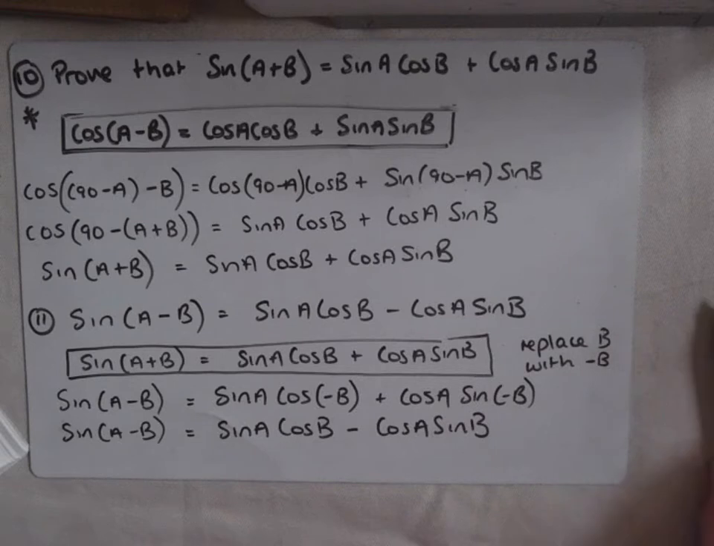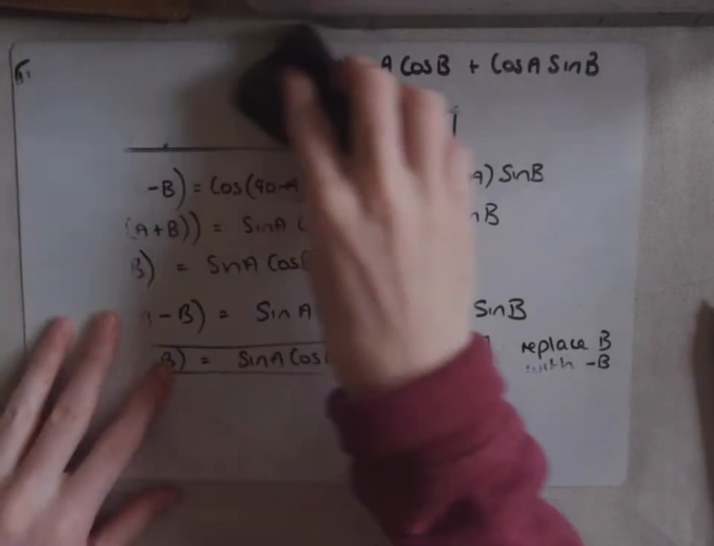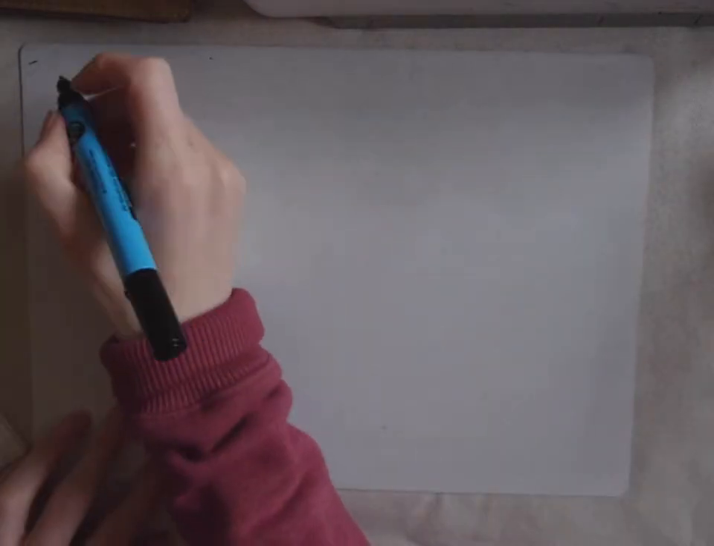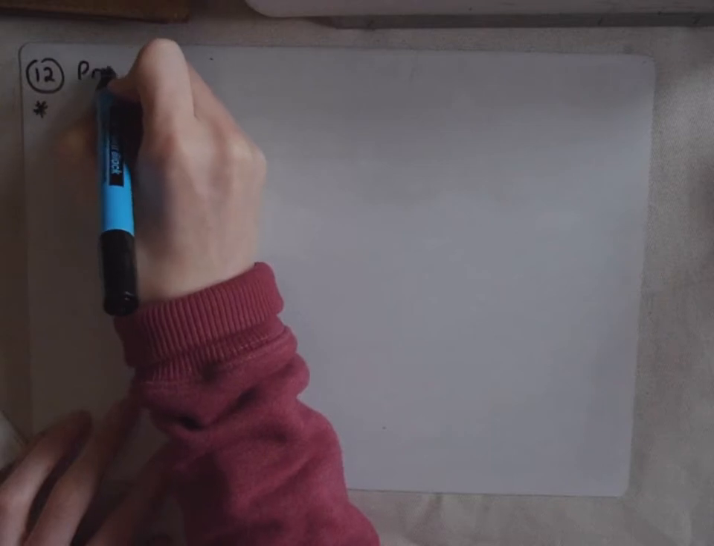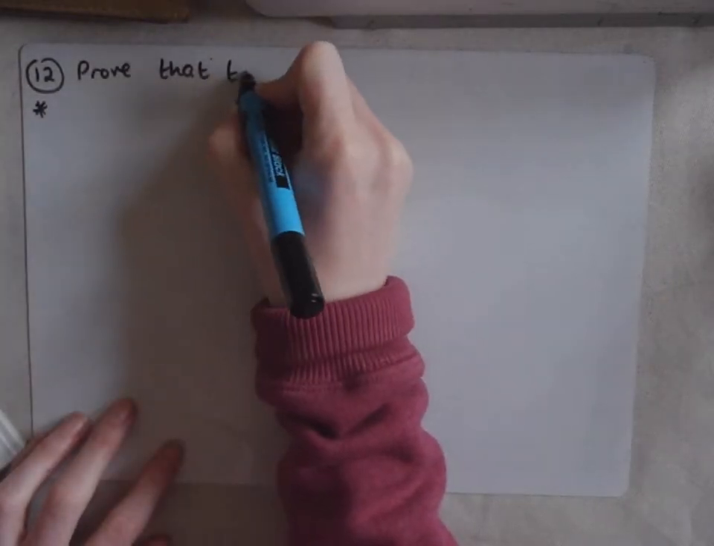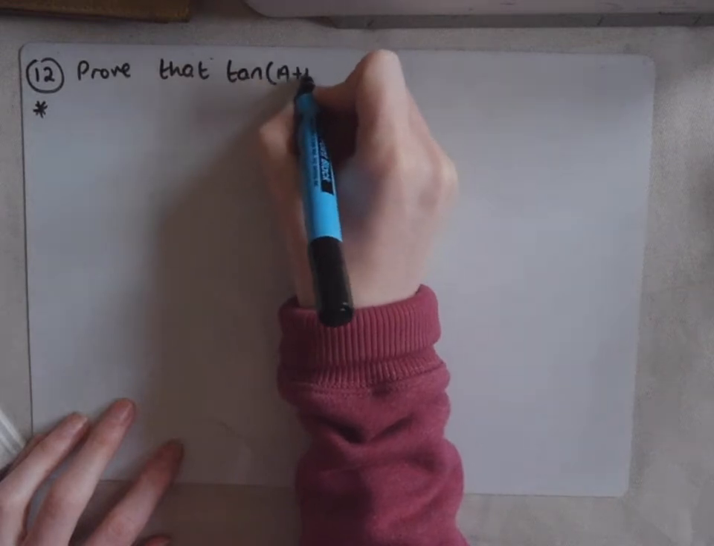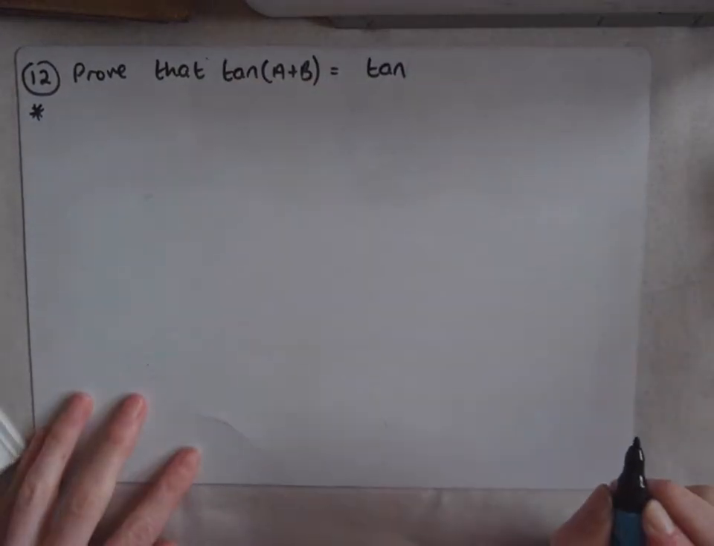Okay? So, number 12, we now have to work with tan. Can I get rid of the board? And tan is one we have to learn off by heart. Did you say for the last one we need to learn that, sorry? Number 11, no.